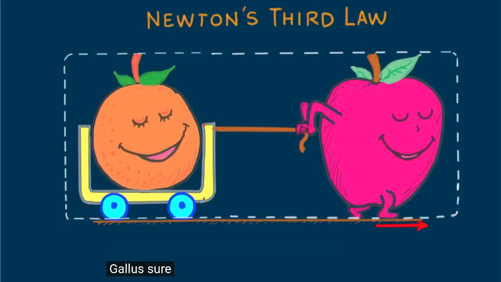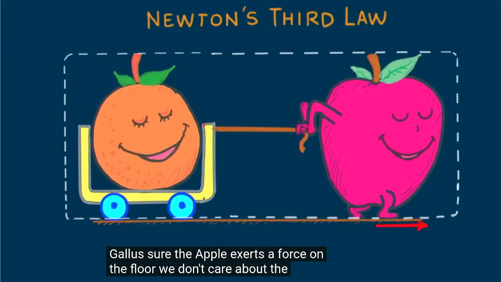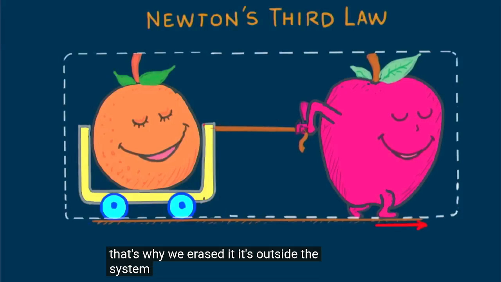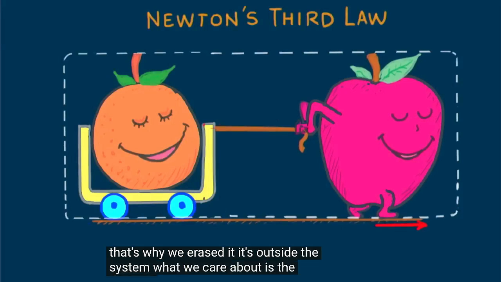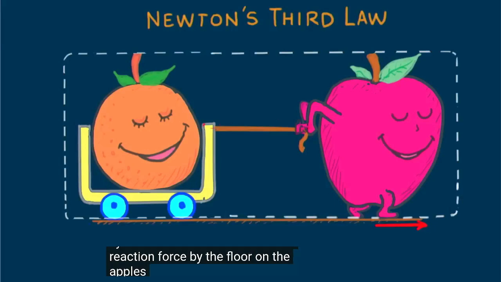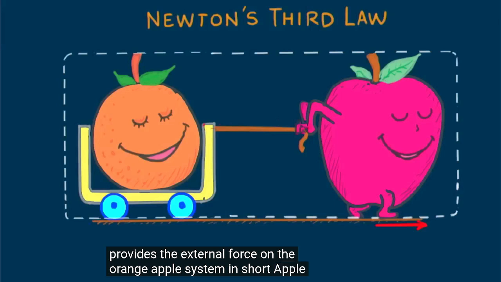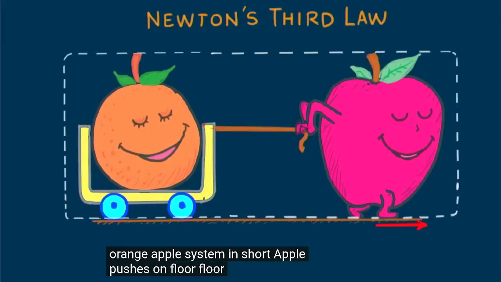See all this? Sure, the apple exerts a force on the floor. We don't care about the floor. That's why we erased it. It's outside the system. What we care about is the reaction force by the floor on the apple's feet. It's this force that provides the external force on the orange apple system. In short, apple pushes on floor, floor pushes on apple. Yum.